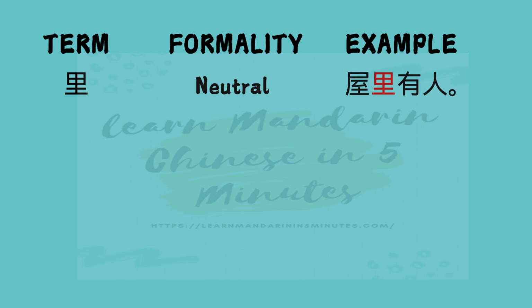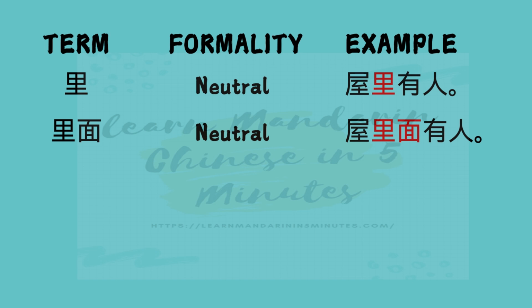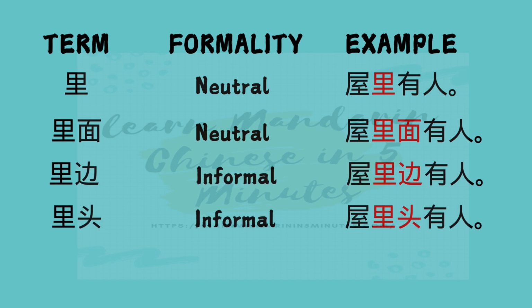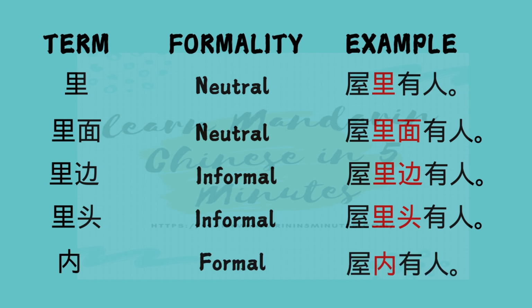Li is used in everyday speech. It can be a written and a spoken language. Li mian is more of a spoken language and emphasizes the inner area. Li bian and li tou, they are more informal and colloquial, whereas nei is often used to express limits such as time or space. It is commonly used in both formal and neutral contexts, especially when referring to deadlines or boundaries.